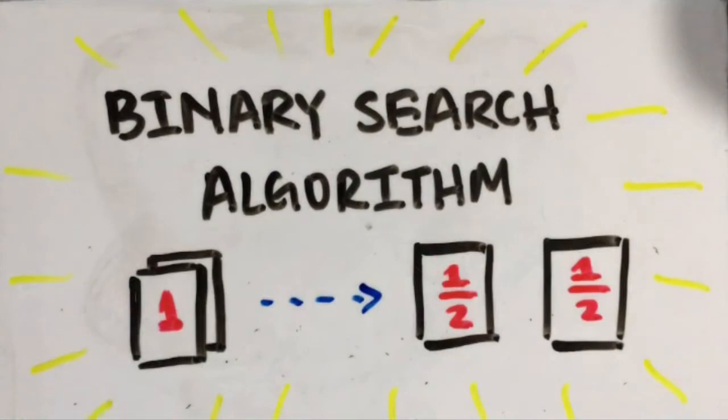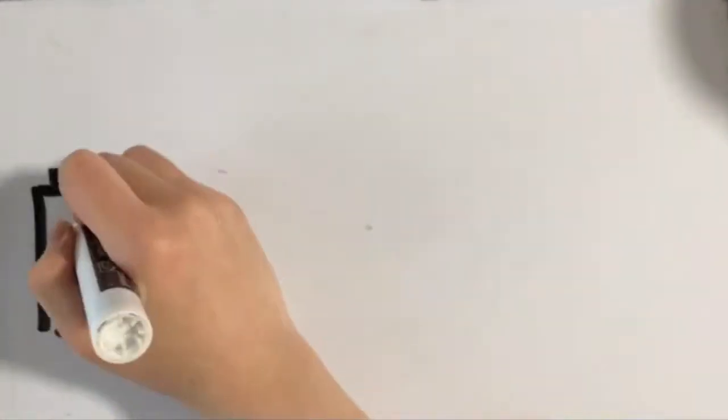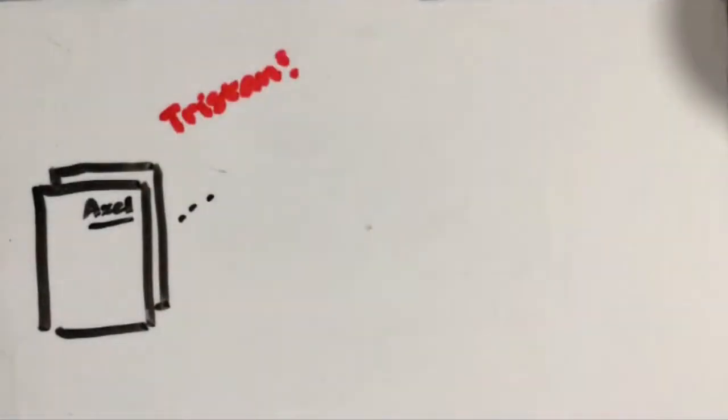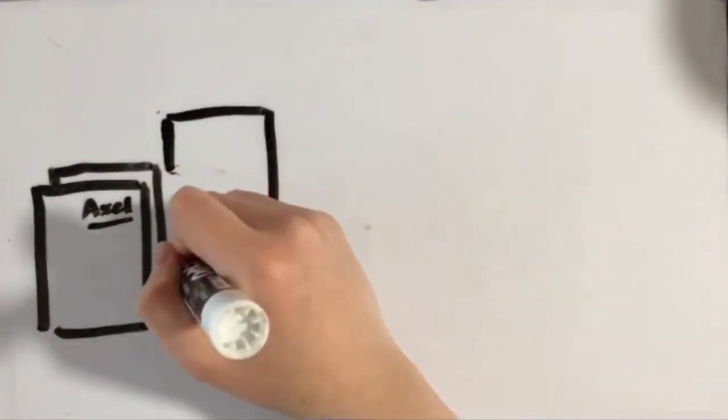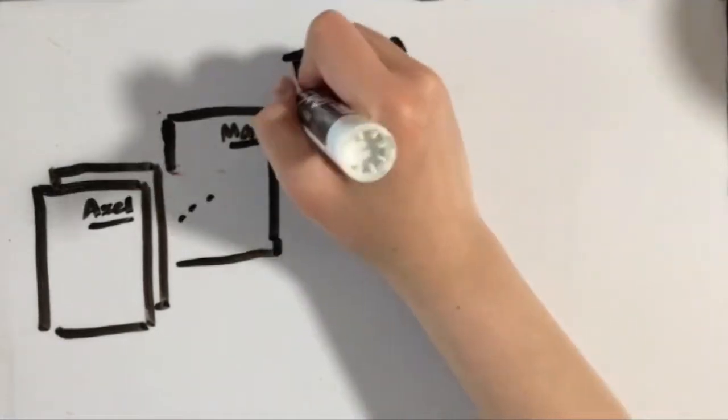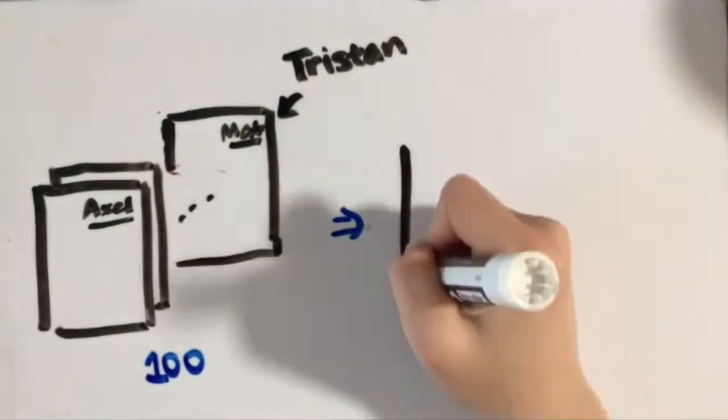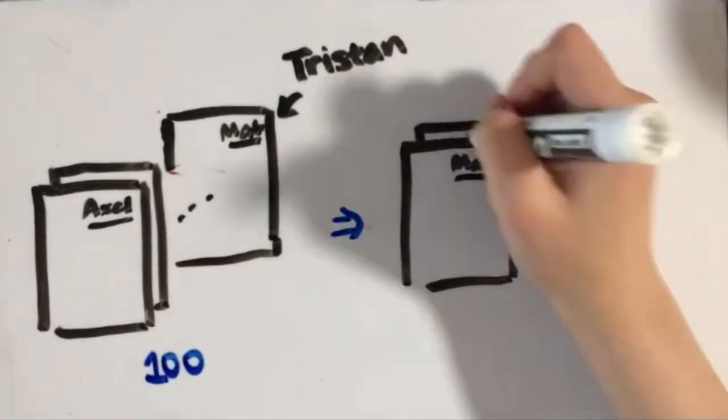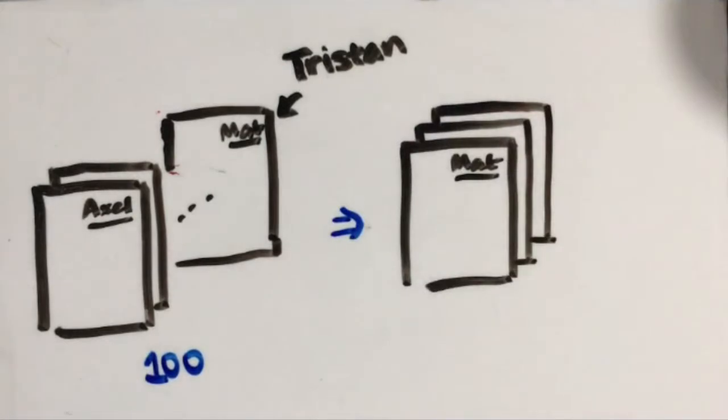Here's how it works. Say we're looking to find Tristan in this pile. First, we would look at the paper at the middle of the pile, which would be Matt. Since Matt comes before Tristan in the alphabet, we know that Tristan has to be in the second half of the pile. If we start off with 100 papers, now we would only have 50.